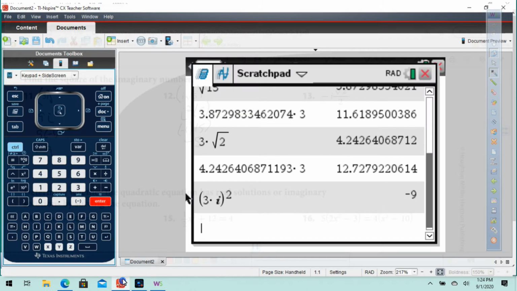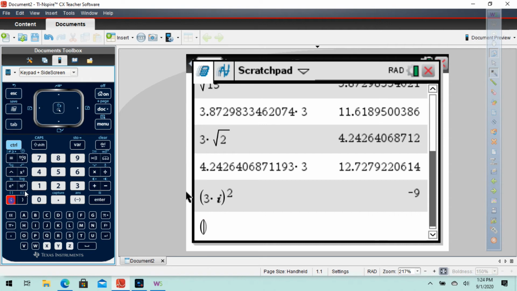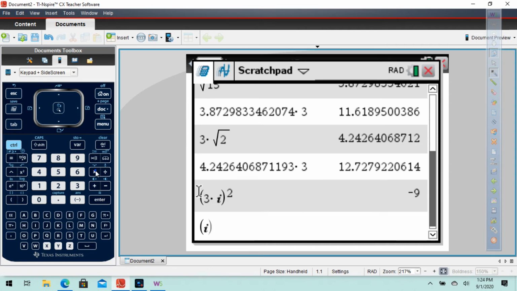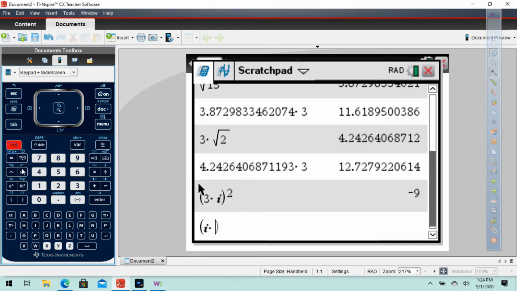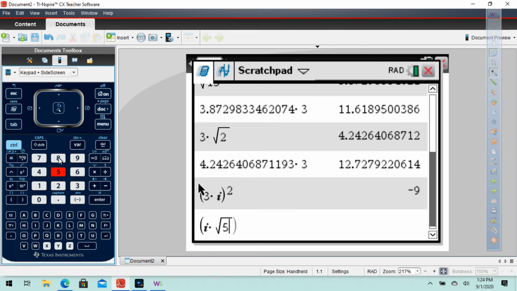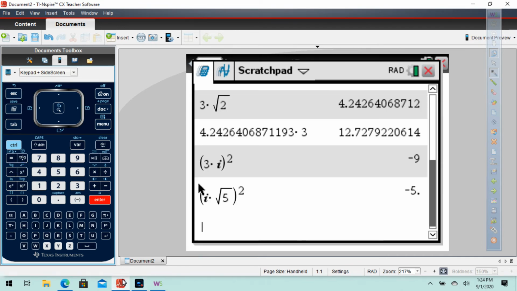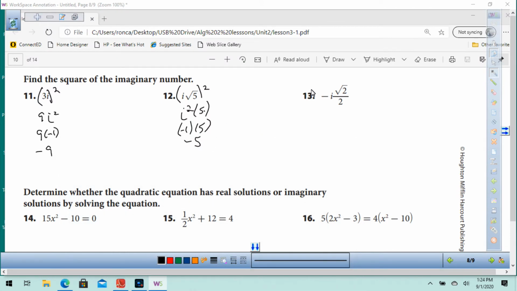Let's try that in our calculator. Open parentheses, I times, I think it was the square root of 5. And we'll square that. -5. Cool. I got 2 in a row.